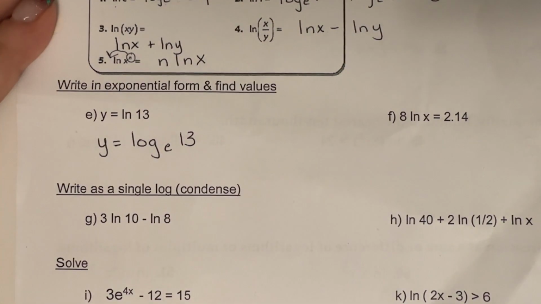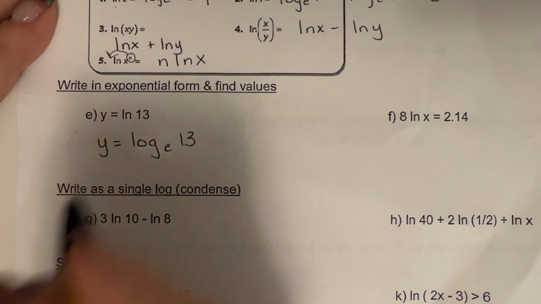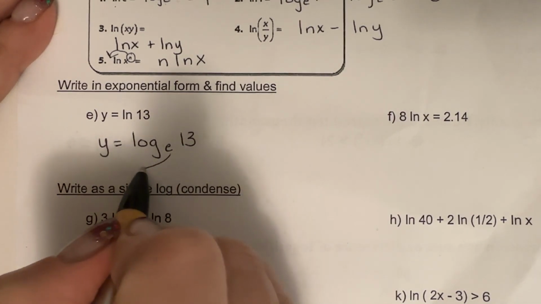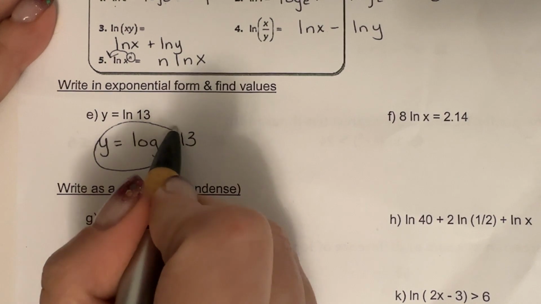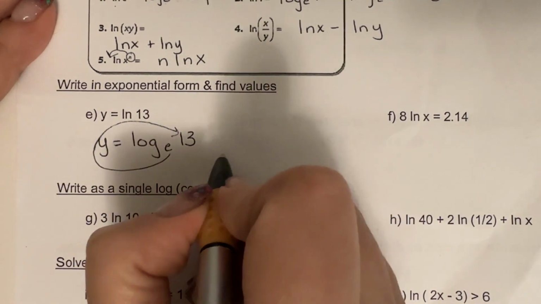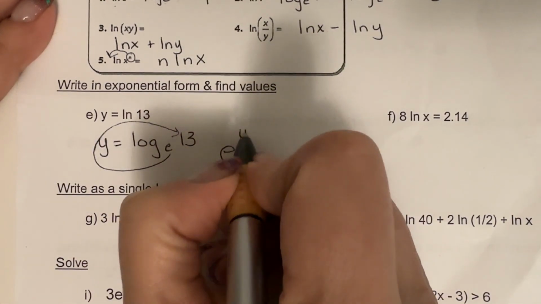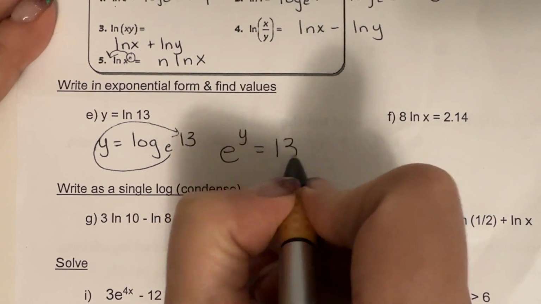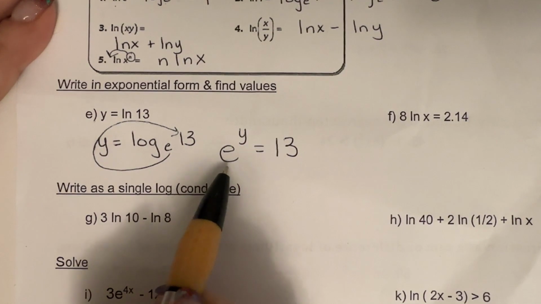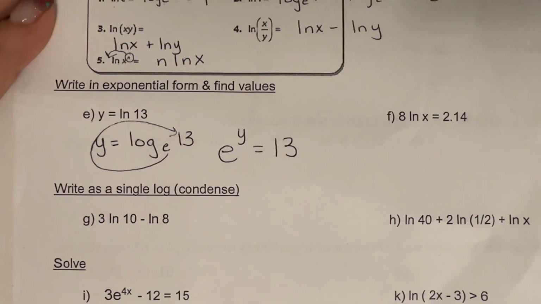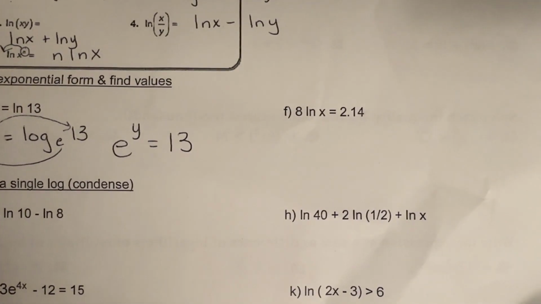So that's the same thing right now. I have not written it in the other form. So I'm going to start with a base, go over here to what it equals, and then back to the 13. So this is the same thing as e to the y power equals 13. This is log form or natural log form, and that's exponential form. Okay, let's come over here and let's try another one.